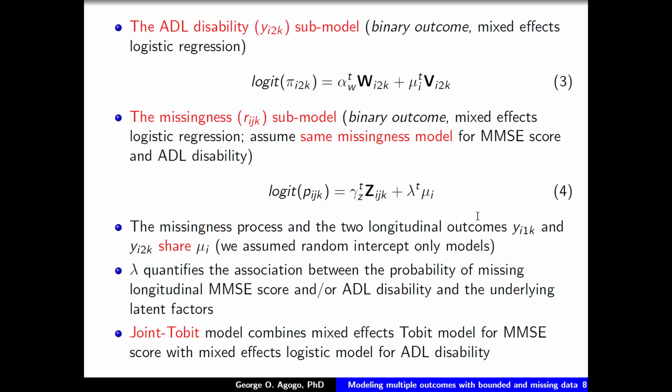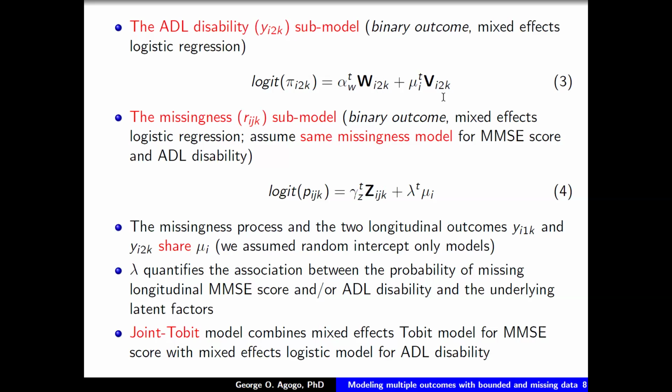Now, it's a mixed effects model because we have both the fixed effects, the covariates which we are observing, denoted by this vector W, and the latent factors, the mu, with a design matrix denoted by V.